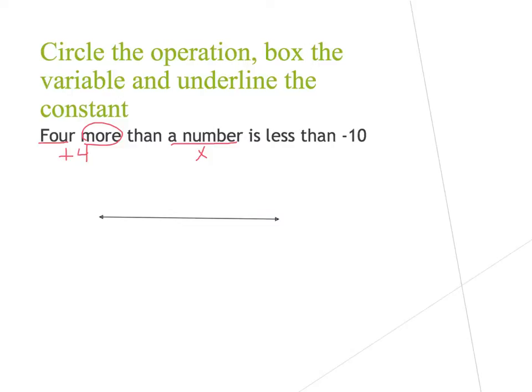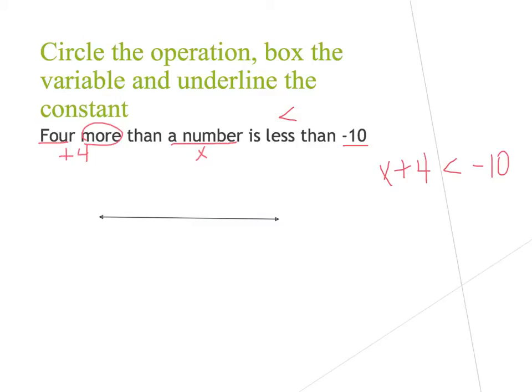Is less than, all right, the less than, and we all know how to write a less than sign, -10, and so we're going to underline the -10. So when I rewrite this, I'm going to say 4 more than a number, so I could say x plus 4. On this one, I could also say 4 plus x. It doesn't matter on the addition. It only matters when you're subtracting. Less than negative 10. All right, so here is my written inequality.